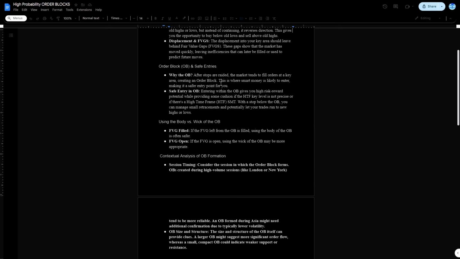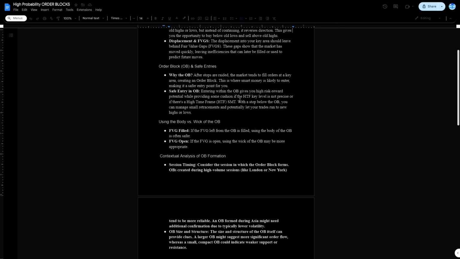For me, after stops are raided, all the orders fill. They tend to fill right at a key time, at a key area, creating an order block. This is where smart money likes to enter, and this is where the best, most safe entry point is for any beginner, even moderate levels, and even into advanced levels, coming down to lower time frame order blocks.